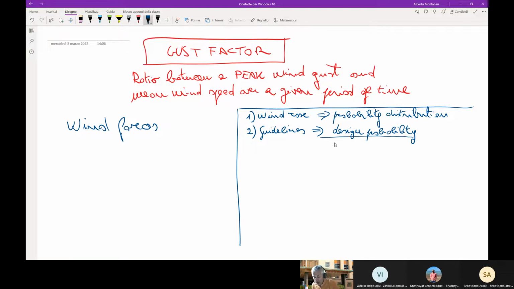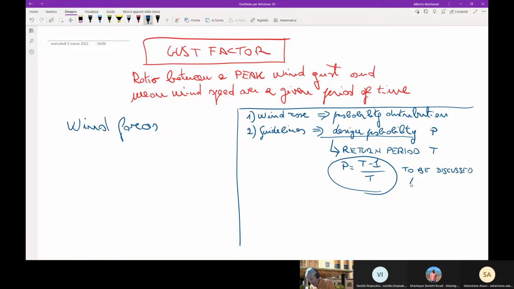And very often the design probability is given in the form of return period. Return period T. The design probability is P. What is the relationship between P and T? We will discuss it later, but the relationship is P = (T - 1) / T. To be discussed later. And I just want to tell you that when you read about return period, it's the same as probability. You have a direct relationship relating return period and probability. Very good. Now, if you put together the probability distribution and the design probability, you get the design wave.